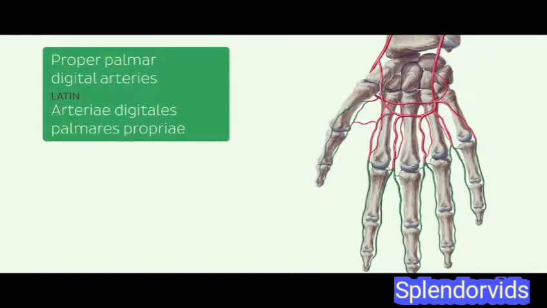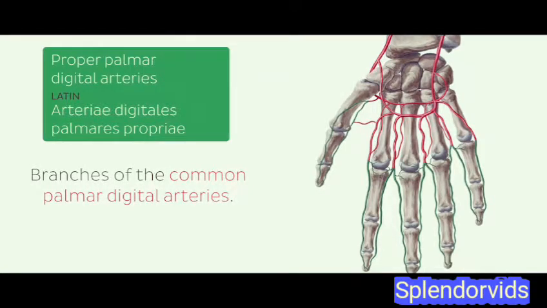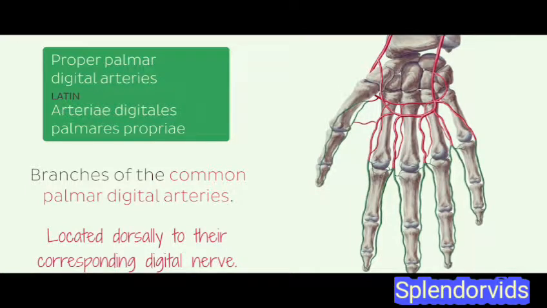These are then the proper palmar digital arteries. And these arteries, as we've seen on the previous slide, are branches of the common palmar digital arteries. They run along the sides of the phalanges and lie just dorsally to the corresponding digital nerve. One clarification here is that, as you can see on the thumb, the proper palmar digital arteries for this structure will be coming from this artery here, which we will talk about later, known as the principal artery of the thumb.